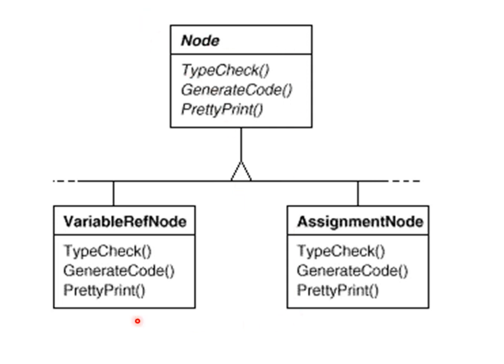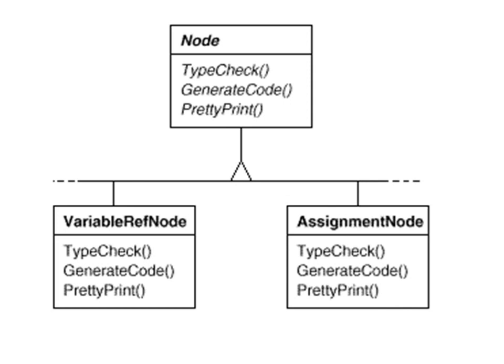So this is the motivation diagram. Node, variable node, and assignment node. You can write any one, and so on. Here I am taking the abstract class as a node and the concrete subclasses as variable node and assignment node. The operations are print, generate code, and type check, and the same operations will be defined in the node base. So this is the motivation diagram.